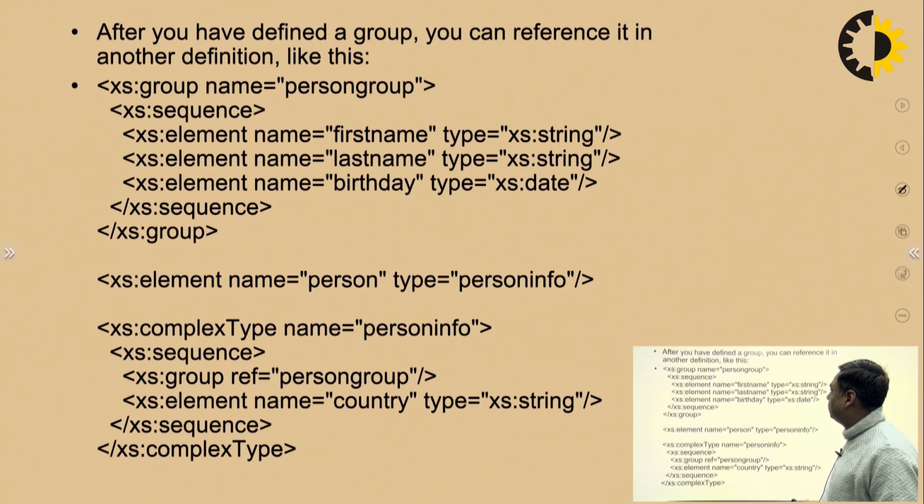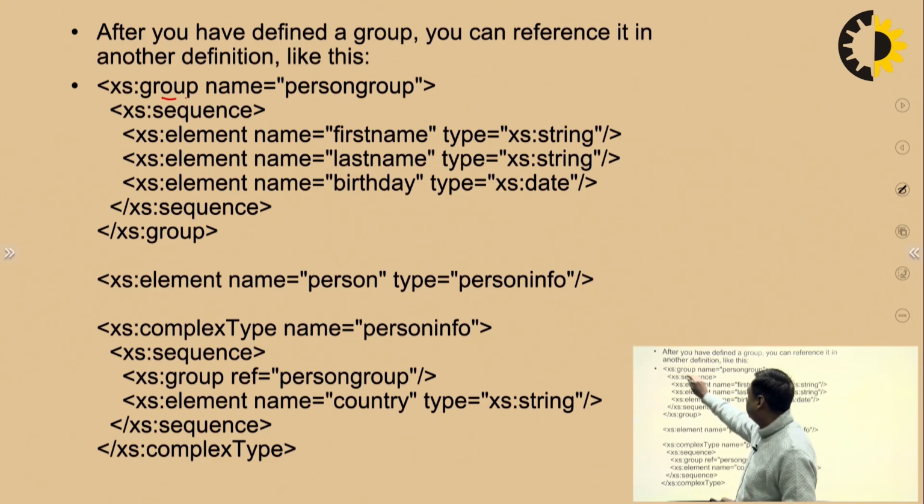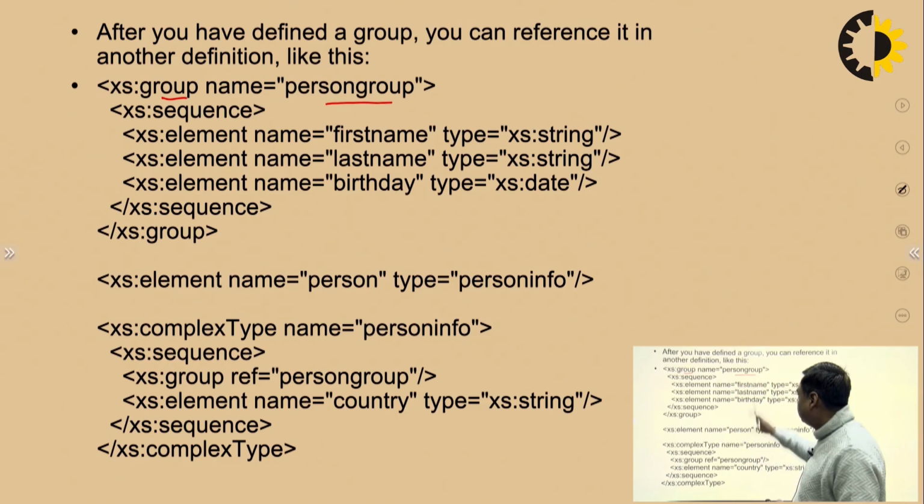Let me have an example. Here we have defined a group with the help of the group indicator. The name of the group is person group. Within this group there are 3 elements: first name, last name, birthday, and we have given the sequence indicator, meaning whenever we refer to this group, these 3 elements will occur, and they must be in the sequence: first name, last name and birthday.